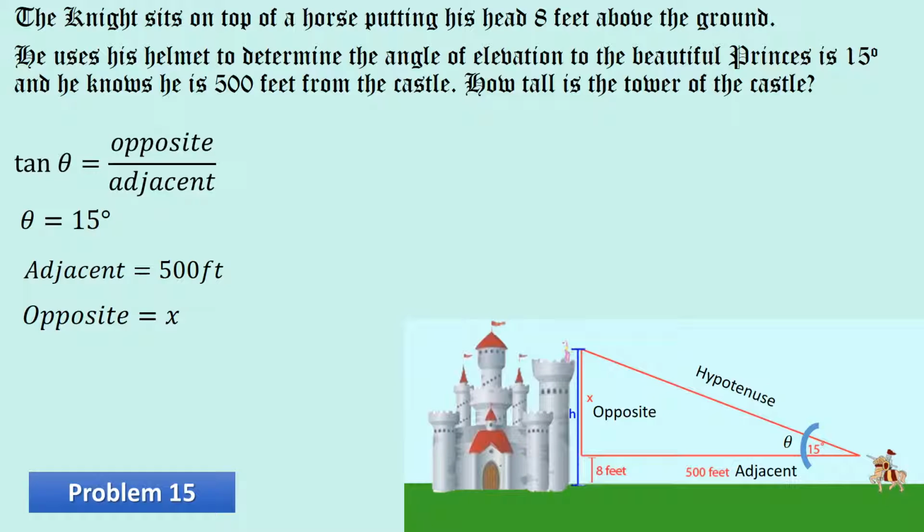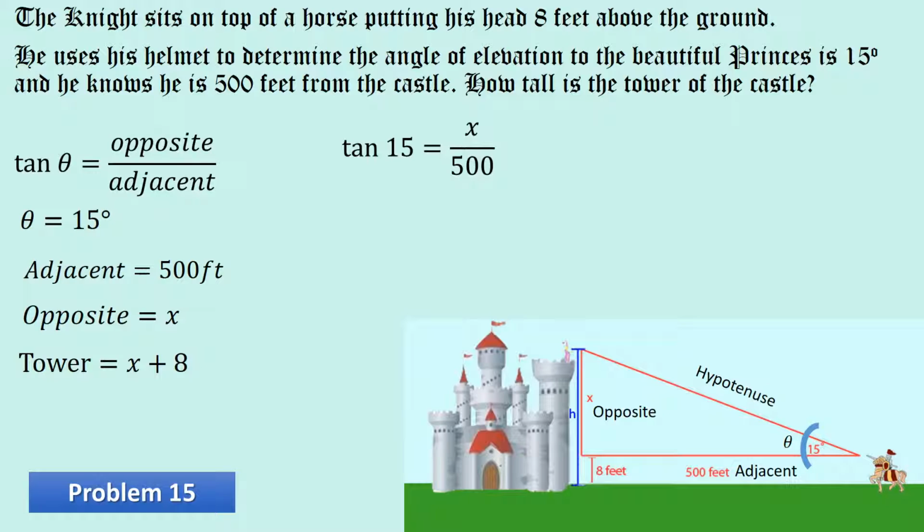Alright, but if you look at the diagram, it's really not the height of the tower. The height of the tower is x plus 8, because remember the knight is sitting on top of that horse and he is 8 feet above the ground. Alright, so let's go in and solve for x. Okay, the tan of 15 equals x over 500. That's the opposite over the adjacent.